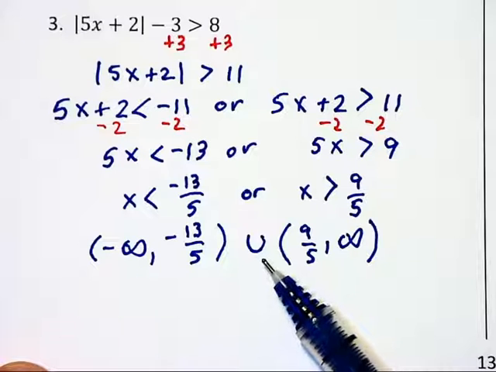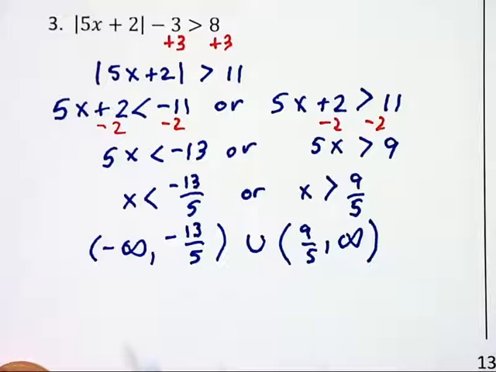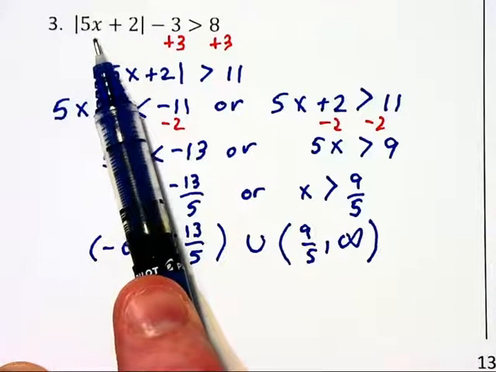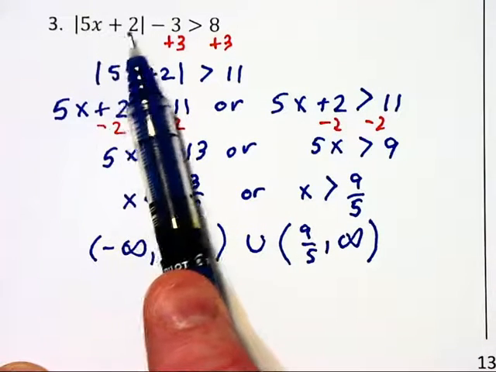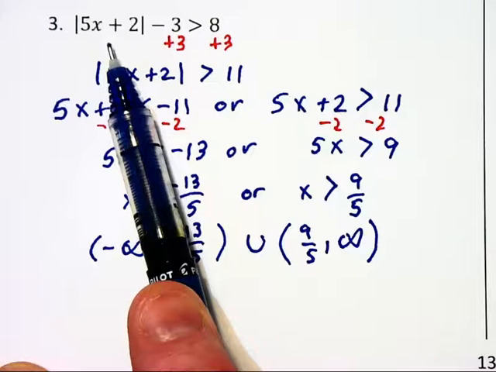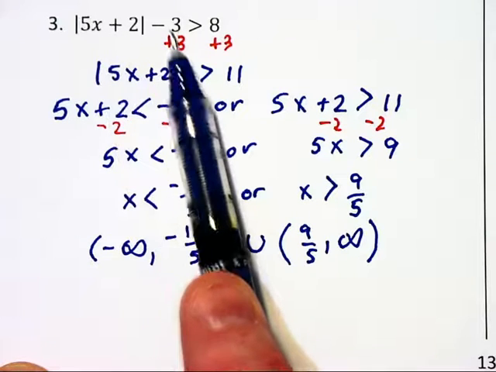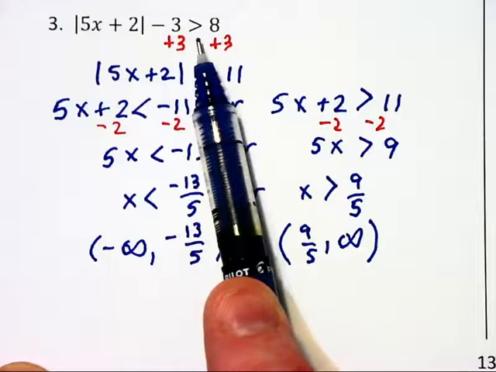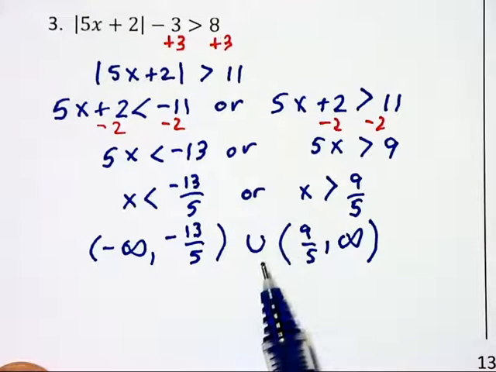For example, we are saying 0 is not part of the solution set, and if we take 0 and substitute it into the original problem, we get 5 times 0 plus 2, that's 2. Absolute value of that is still 2. 2 take away 3 is negative 1. Is negative 1 bigger than 8? No, it isn't. Therefore, 0 is not part of the solution set, and we didn't think it was going to be because we did not have that listed as part of our solution set.